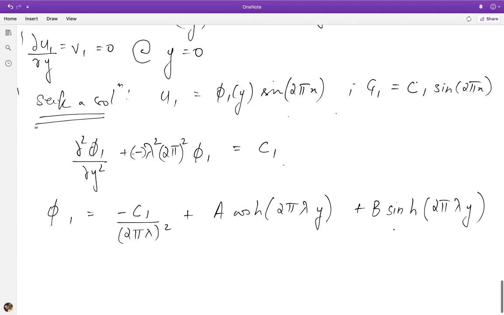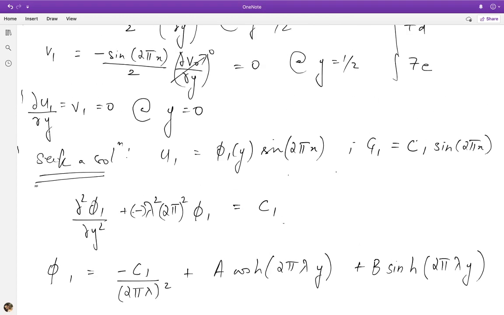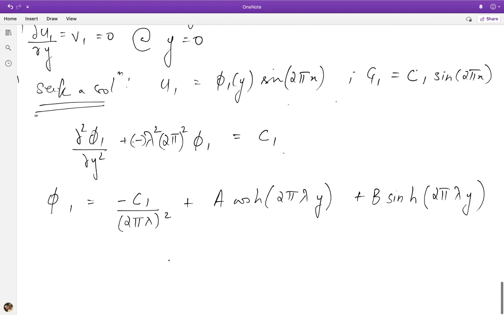So if I apply the symmetry condition ∂u1/∂y, which is basically ∂φ1/∂y, at y equals 0 equals 0, we'll see that this must imply, now ∂φ1/∂y, this makes it sinh of y going to 0, which is just 0. This becomes cosh of y, which is 1, which implies that b must be equal to 0. The homogeneous term, of course, is cancelled after taking the derivative. So this just tells me b equals 0, and I don't have this term.